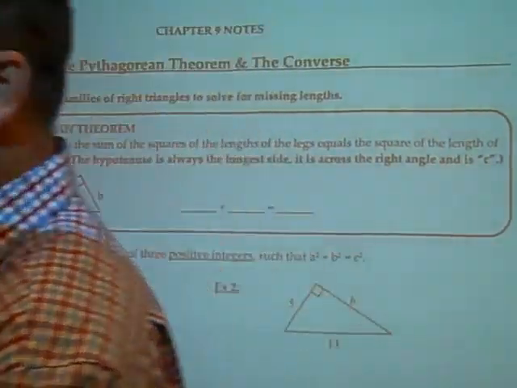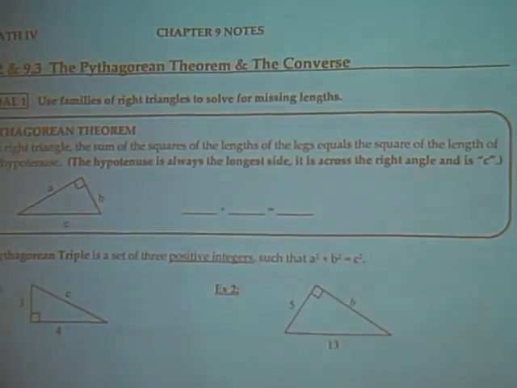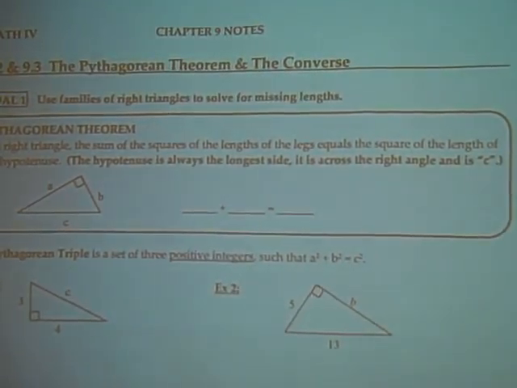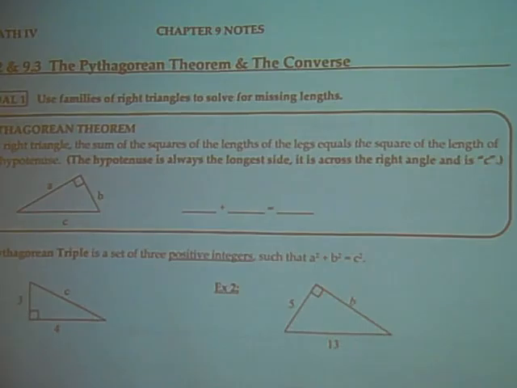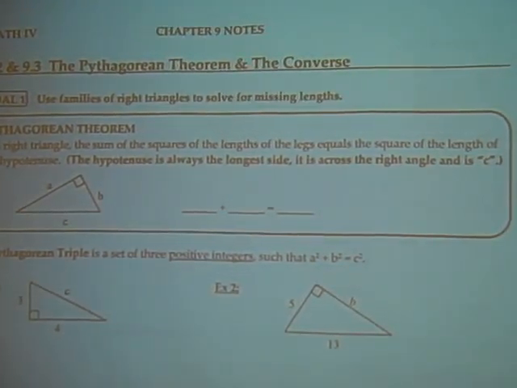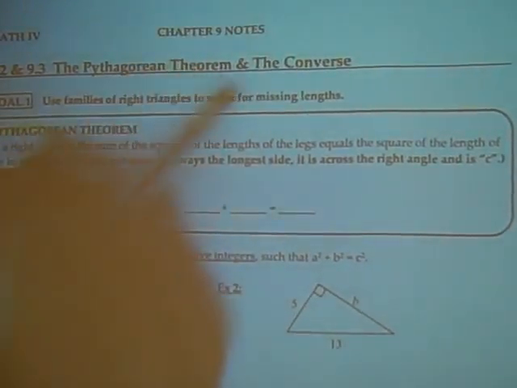So I'm going to go ahead and start us off here with some of the basics. First, our goal: use families of right triangles to solve for the missing lengths. Okay, first part here you guys know how to do. You guys should be aces at this. We see right away we're dealing with the Pythagorean theorem.